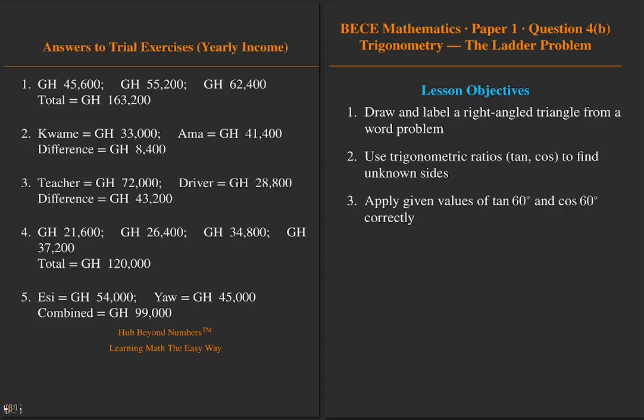In this lesson, we are looking at question 4b of the BECE 2026. It is on trigonometry. By the end of this lesson, you should be able to draw and label a right angle triangle from a word problem. You should be able to use the trigonometric ratios to find unknown sides. And finally, you should be able to apply given values of tan 60 and cos 60 correctly.